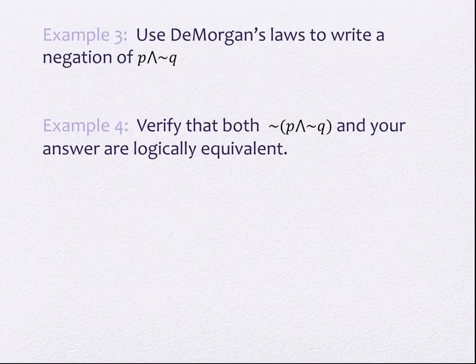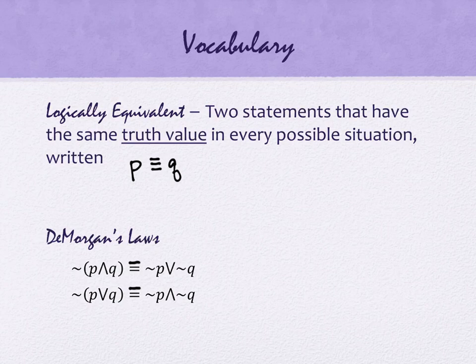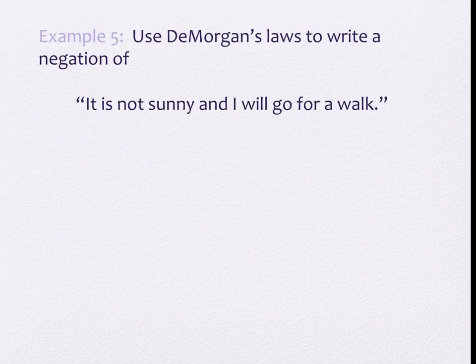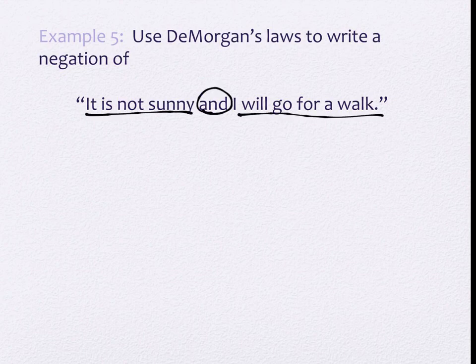So here's our example. Oh, wait. Do I have it there? This is the one I want to jump to. So I want to do this one first, and then we'll go back and we'll do the other two pieces. De Morgan's laws to write a negation of this. It's example 5. So we'll go back to examples 3 and 4, but I want to look at example 5. So there's two statements. It is not sunny, and I will go for a walk. And they're joined with the connective and. So this is a conjunction.